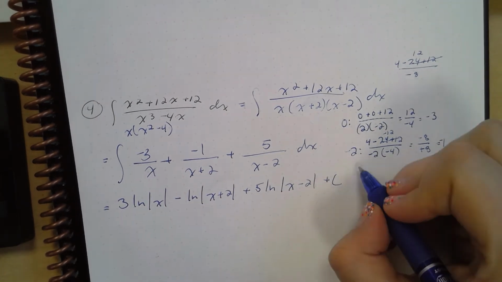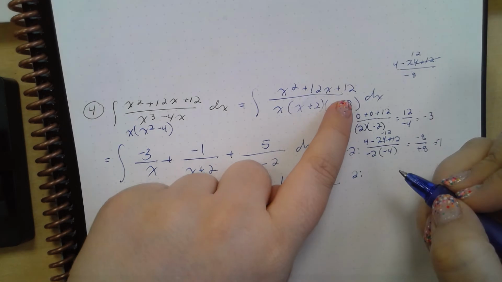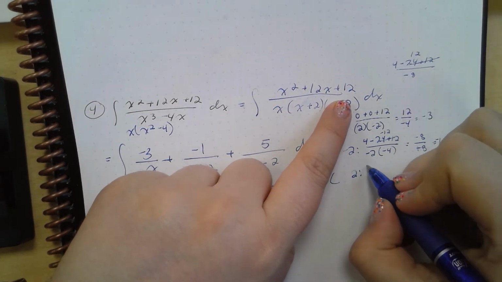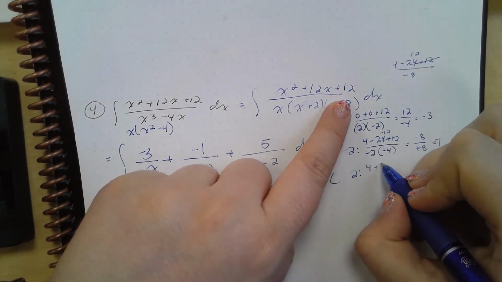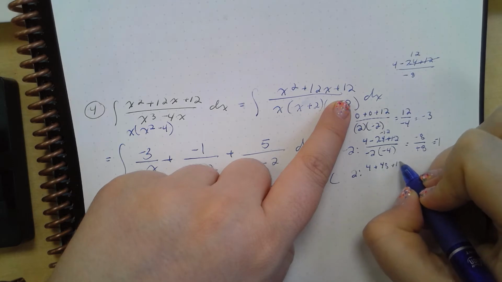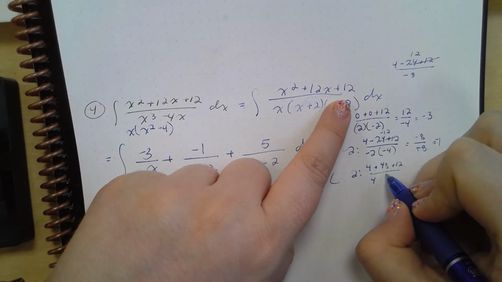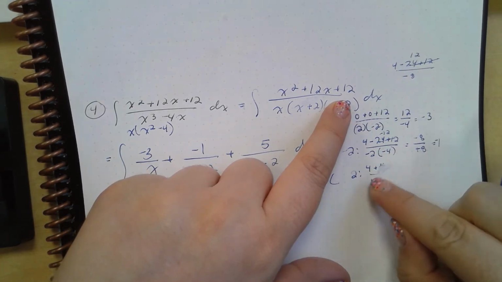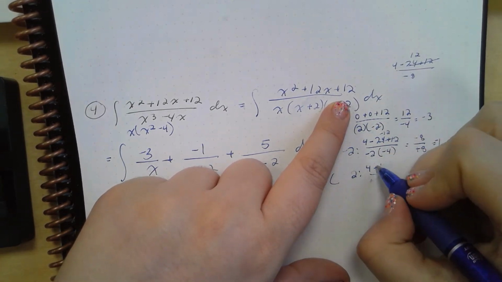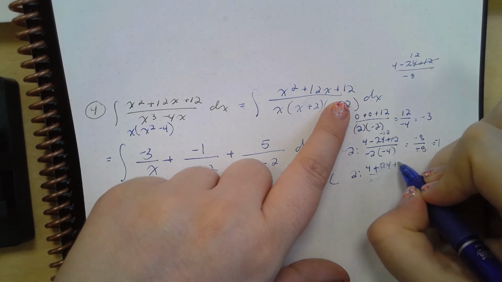And then finally, 2 is going to be my last number to test. So I'm going to have 4 plus 24 plus 12 over 4. Oops, why am I saying 4? Oh, okay, sorry. 4 plus 24 plus 12, right?